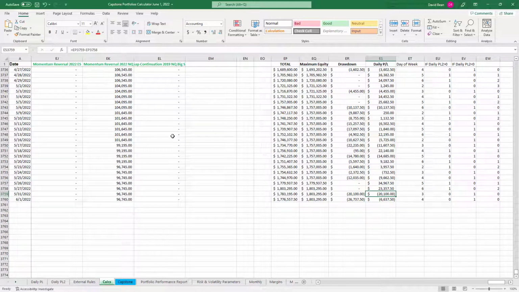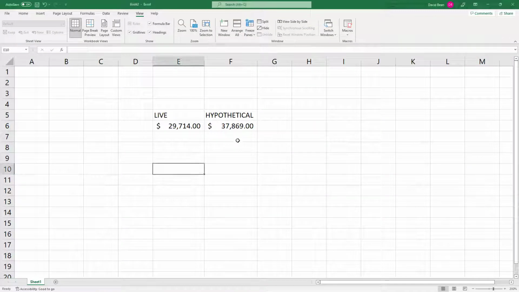So those are what I wanted to share with you. Once again, part 1 of live versus hypothetical. I may have an update for this, and the hypotheticals may be updated once the missing data differences are resolved.